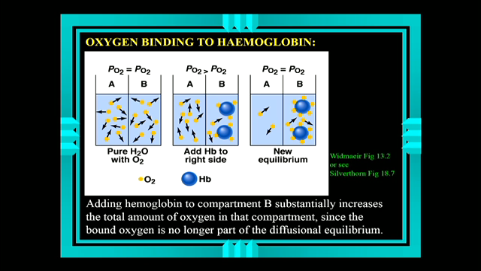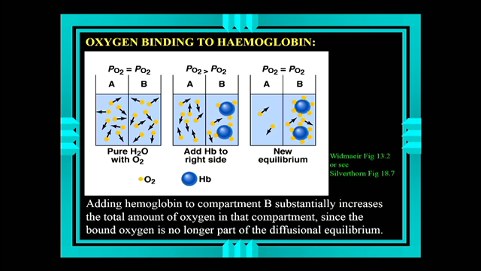Moving on, we add our haemoglobin to compartment B. The oxygen binds to the haemoglobin, but it's only the free oxygen that contributes to the partial pressure. Obviously, if the oxygen's stuck to the haemoglobin, it can't impart a pressure. It's not moving. So it's only the free oxygen that is contributing to the partial pressure. So now, even though there are the same number of oxygen molecules in compartments A and B, we say that the partial pressure of compartment A greatly exceeds the partial pressure of compartment B.